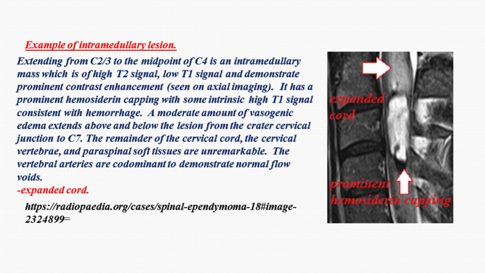It has a prominent hemosiderin capping with some intrinsic high T1 signal consistent with hemorrhage. A moderate amount of vasogenic edema extends above and below the lesion from the craniocervical junction to C7. The remainder of the cervical cord, the cervical vertebrae, and paraspinal soft tissues are unremarkable. The vertebral arteries are codominant and demonstrate normal flow voids. The most important point here also is the expanded cord.